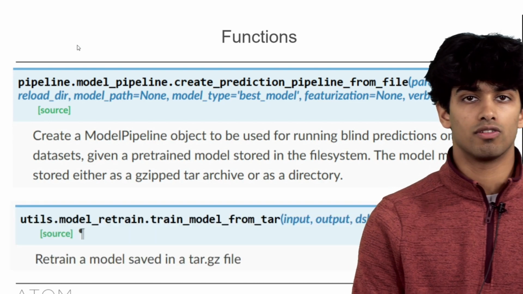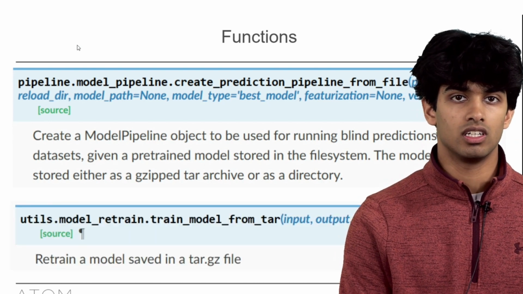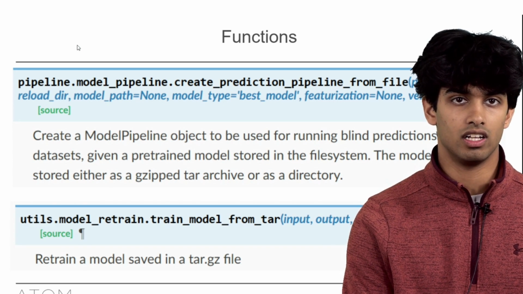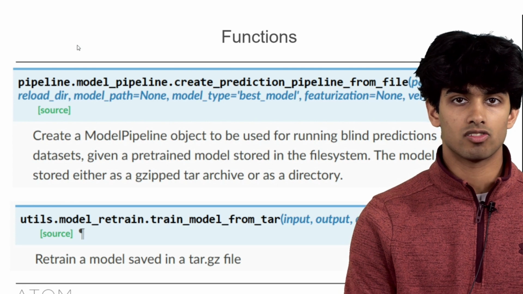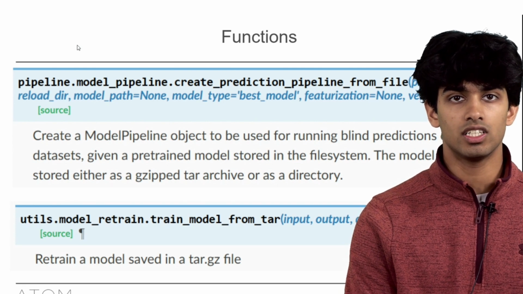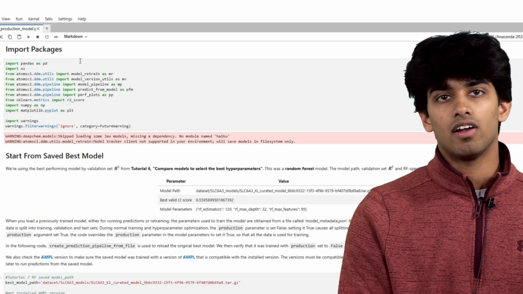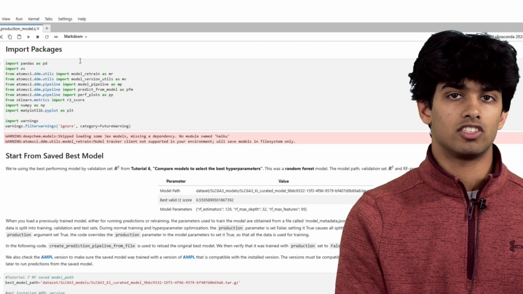Let's talk about another important function, train_model_from_tar. This function helps us retrain a model that's been stored as a tar.gz file. In AMPL, many models are saved as compressed archives, and this function is perfect for loading those models back up and retraining them. Alright, let's get started by importing the necessary packages.